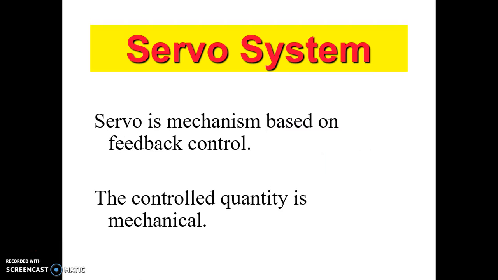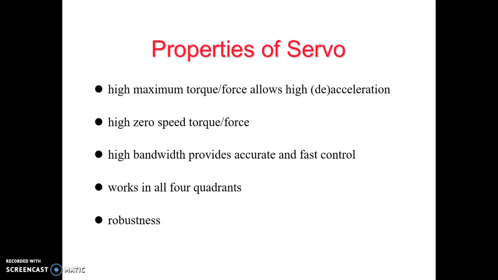Servo is a mechanism based on a feedback control system. Properties of servo: high maximum torque force allows high deceleration or acceleration. High zero speed torque force is produced by servo motors. High bandwidth provides accurate and fast control. Works in all four quadrants.